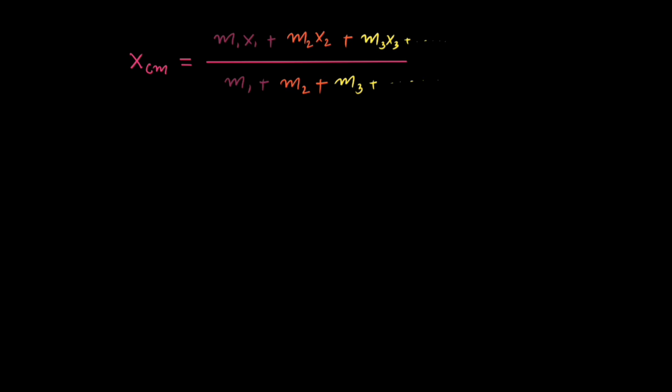So suppose there is a system that consists of a mass m1. Suppose this is mass m1. There's another mass m2. This is mass m2. And there's a third mass m3. And if we want to find the center of mass of this system, we can use this formula to find the center of mass.